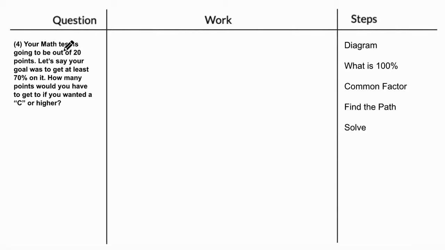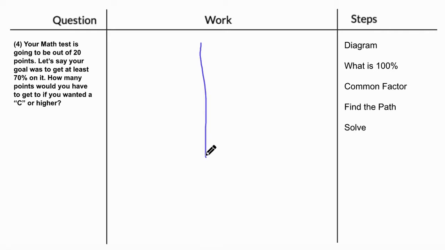Your math test is going to be out of 20 points. Let's say your goal was to get at least a 70% on it. How many points would you have to get if you wanted a C or higher? Go ahead and work through this problem, pause the video, and hit play when you're ready to see how it's done.